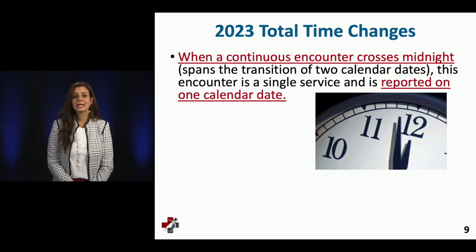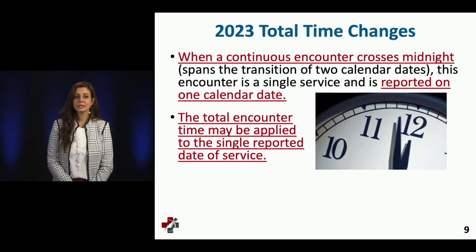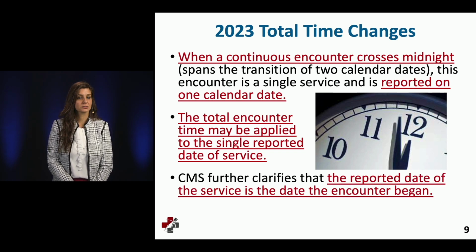Now, when a continuous encounter crosses midnight, this encounter is a single service and is reported on one calendar date. The total encounter time may be applied to the single reported date of service. And CMS further clarifies that the reported date of the service is the date the encounter begins.